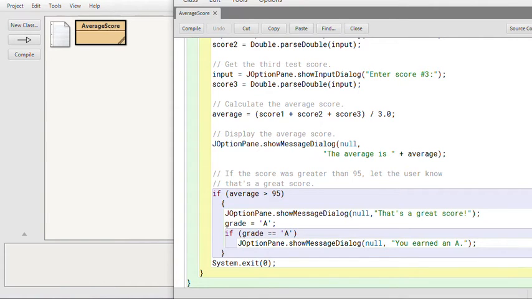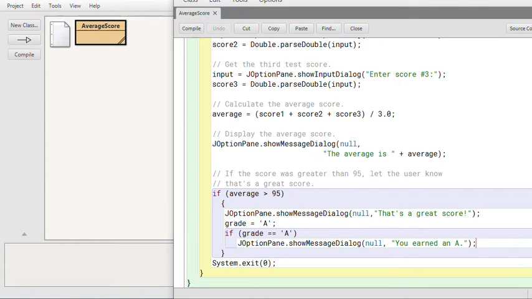So if the average is greater than 95, that would be a true condition, and this conditional statement will run. Now notice that there is not a semicolon after this first part of the if statement, but there is a semicolon at the end of this conditional statement. Be very careful with your semicolons and where you place them. In the second condition, notice grade is being compared to the character A. No semicolon until we're at the end of the entire if statement.